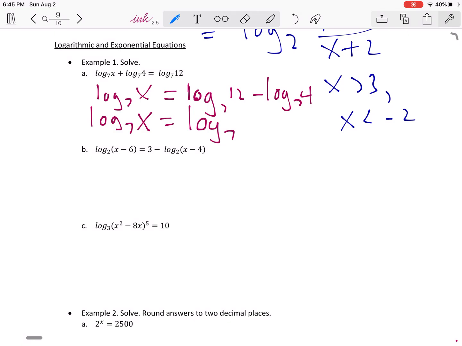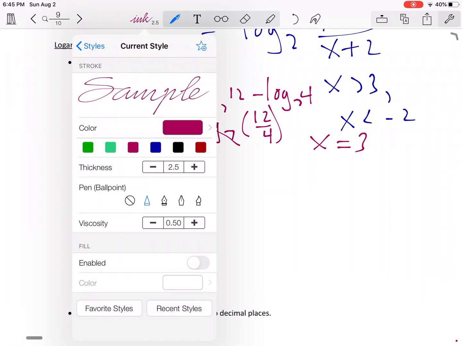And so that 12 and 4, because it's a subtraction, is written as 12 over 4. What you're doing here is canceling the log 7. The log 7 is canceled there, and it's canceled there. So your answer here is x equals 12 over 4, or x equals 3.